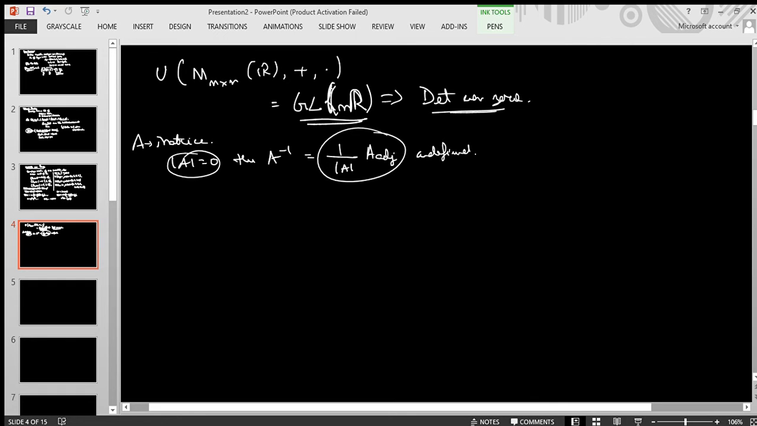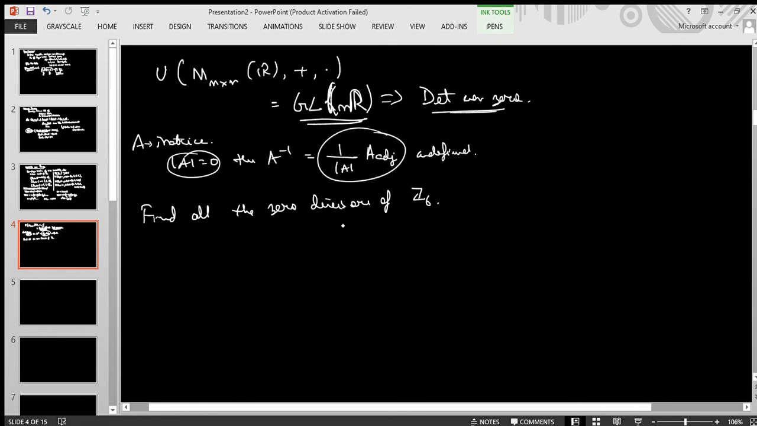Okay, if I say let's find the zero divisors of some particular set, how to do so? Let's say, find all the zero divisors of Z6.